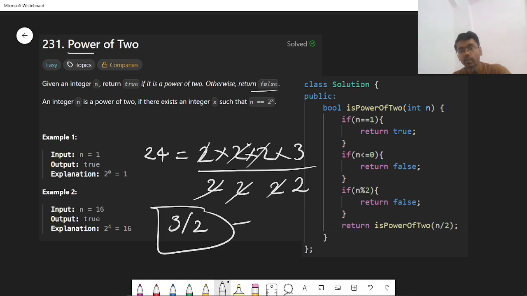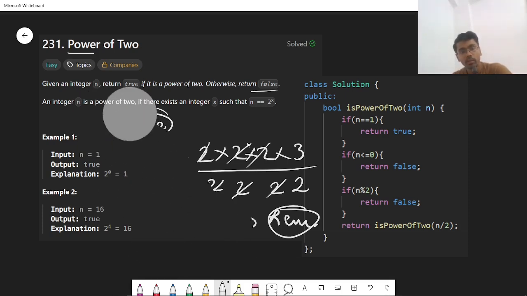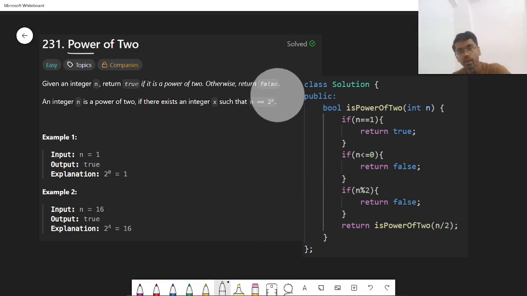That means it is giving us some remainder, that means it is not divisible by 2. Now it is not divisible by 2, that means it is not a power of 2. So in that case, when we get some remainder, we need to return false. So this is how we will solve this problem. It is a pretty easy problem to understand, and you can see the difficulty is also very easy.